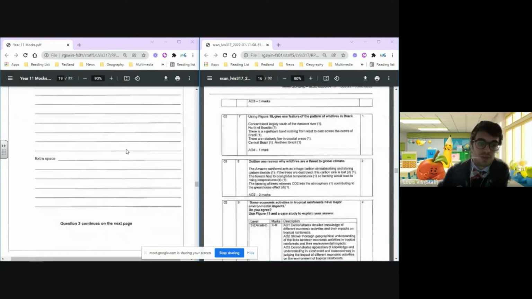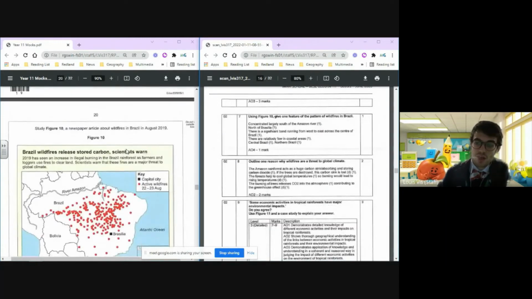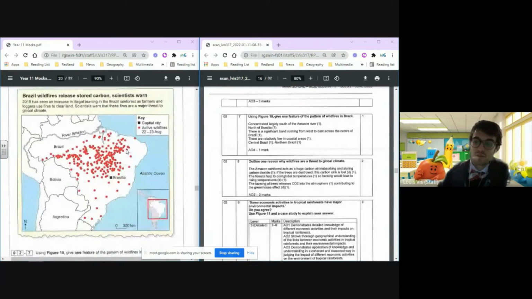Next one we have is question 2.7. A feature of the pattern of wildfires in Brazil. North of Brazil would have worked. Central northern Brazil, concentrated south of the Amazon River would have worked. Don't tell me in the middle, in the center. Okay, try and use the compass geographical terminology there, please.